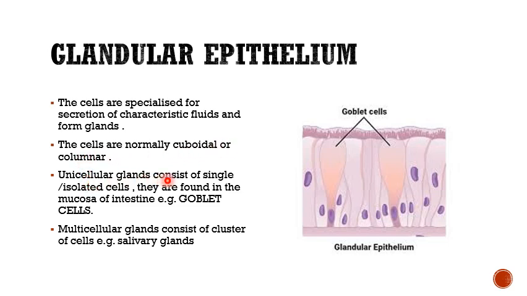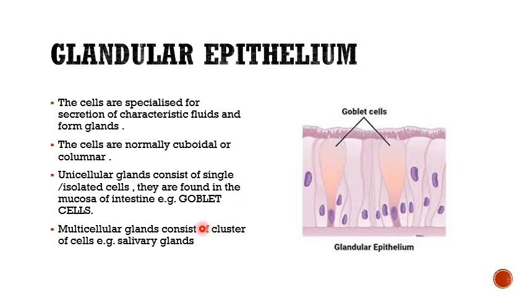Unicellular glands consist of single isolated cells. They are found in the mucosa of the intestine and are called goblet cells. So these are the goblet cells by which the secretions come out, and they come from a gland, so this is called glandular epithelium.